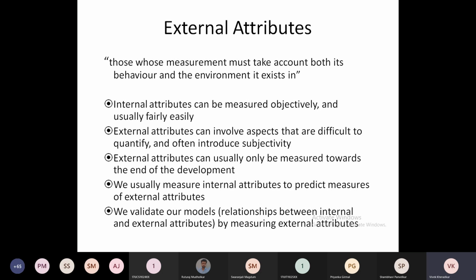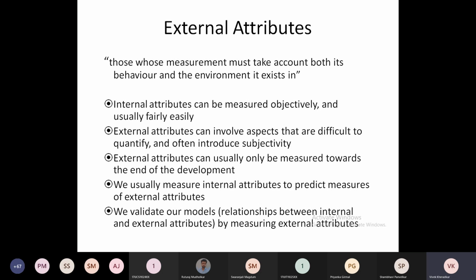So in this unit, we have introduced the subjectivity by which we can define the external attribute. Basically, our aim is to measure that external attribute, and mainly we are measuring that attribute at the end of the development. Because at the end of the development, we want to measure that external attribute.